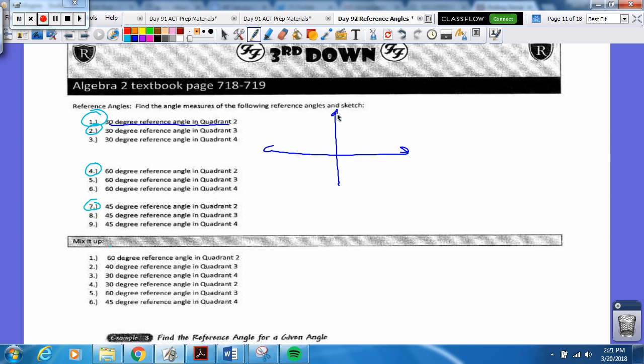First, you just draw a coordinate plane, okay? Then you draw a unit circle over it. Bam. Why is it called the unit circle? All the radii are 1 unit. Yeah, that's how I remember it. Okay, this is a unit circle. So now I want a 30-degree reference angle in quadrant 2. This is quadrant 1, this is quadrant 2, this is quadrant 3, this is quadrant 4. So in quadrant 2, I need a 30-degree reference angle.